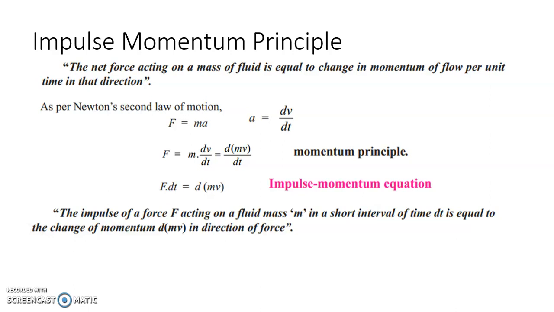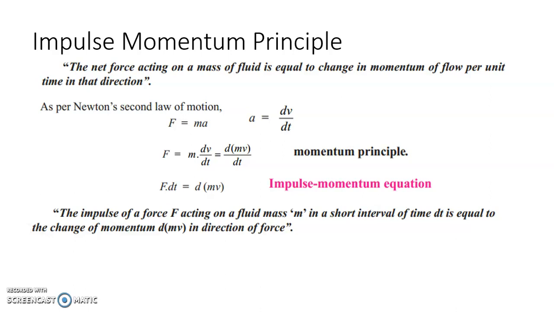So again, a can be replaced with dv by dt. Here F equals m into dv by dt, and m, however, is a constant parameter, but I'll take it inside the differential. So F is d of (m into v) divided by dt. So d of (m into v) is momentum. So it is the change in momentum divided by dt, which says rate of change of momentum. We call this the momentum principle. This is how we define Newton's second law.